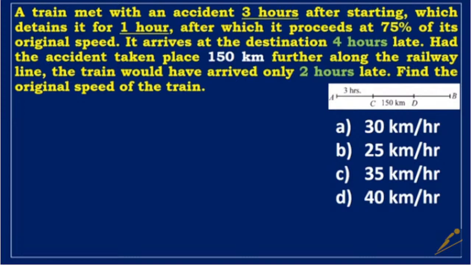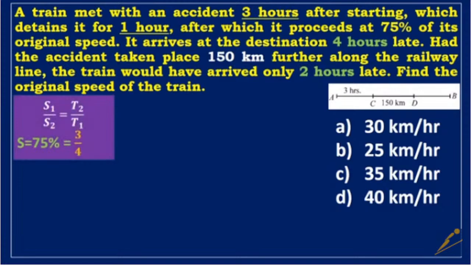Let A be the starting point and B be the ending point. C and D are the locations of accidents. According to the problem, the ratio of the train's speed after an accident to its original speed is 3 to 4.